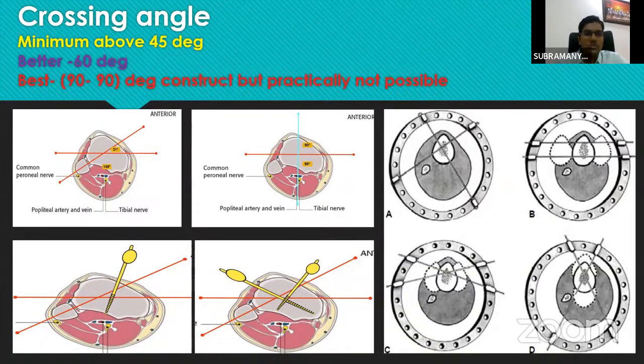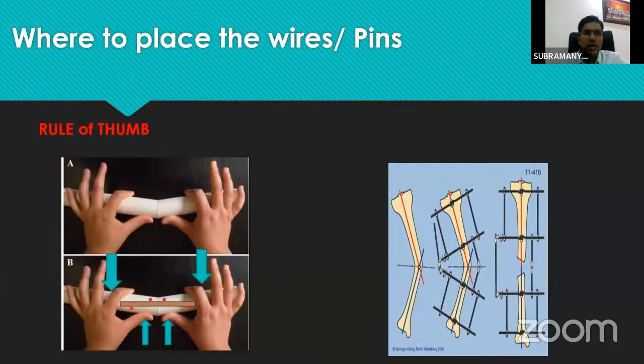So what you can do if you are using only a 30-degree crossing angle is add an additional shank pin to that. So where to place the wires in case of deformity correction? So the concept will be, here you can see how you correct a deformity, like how you apply a cast.